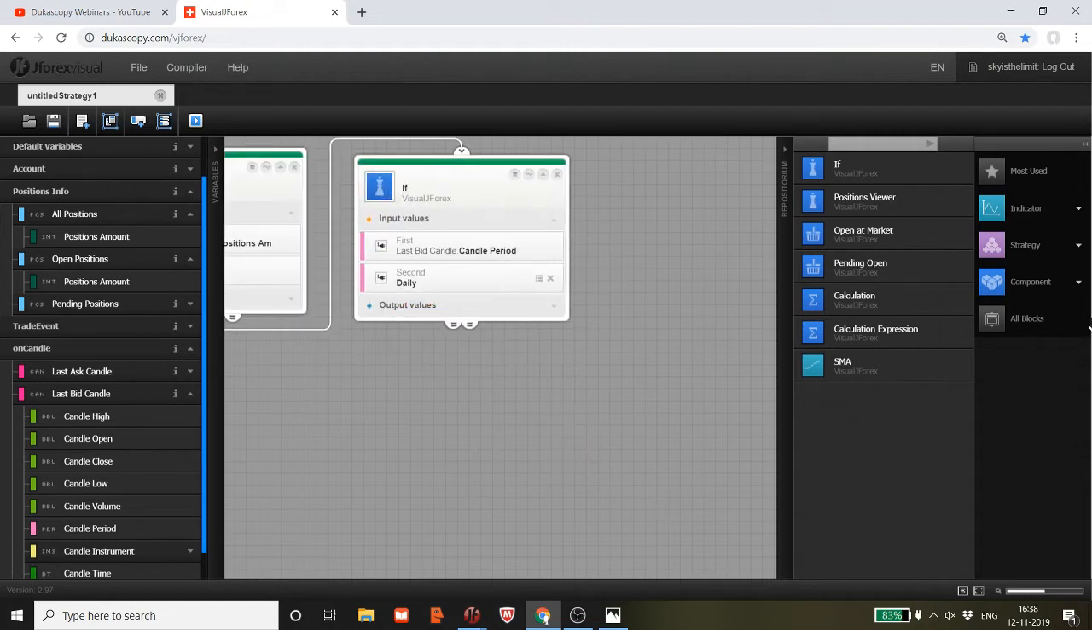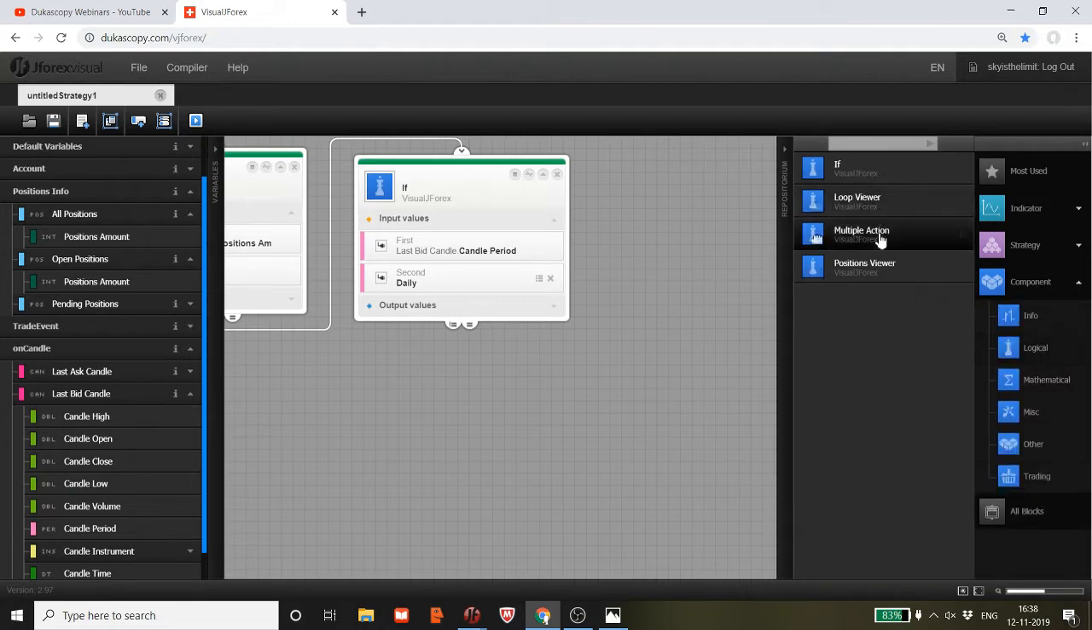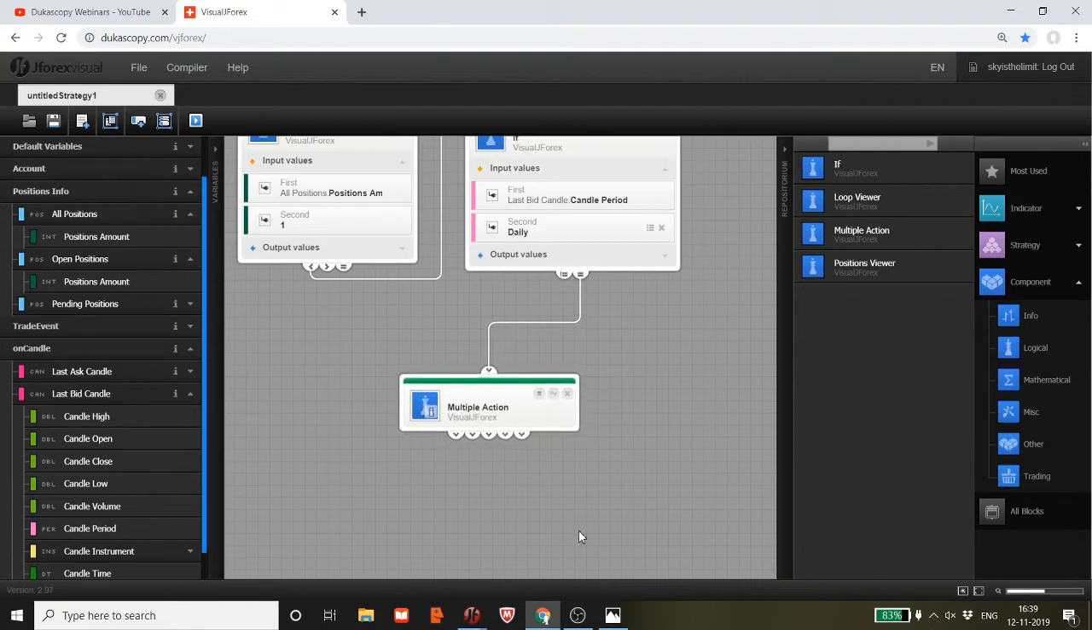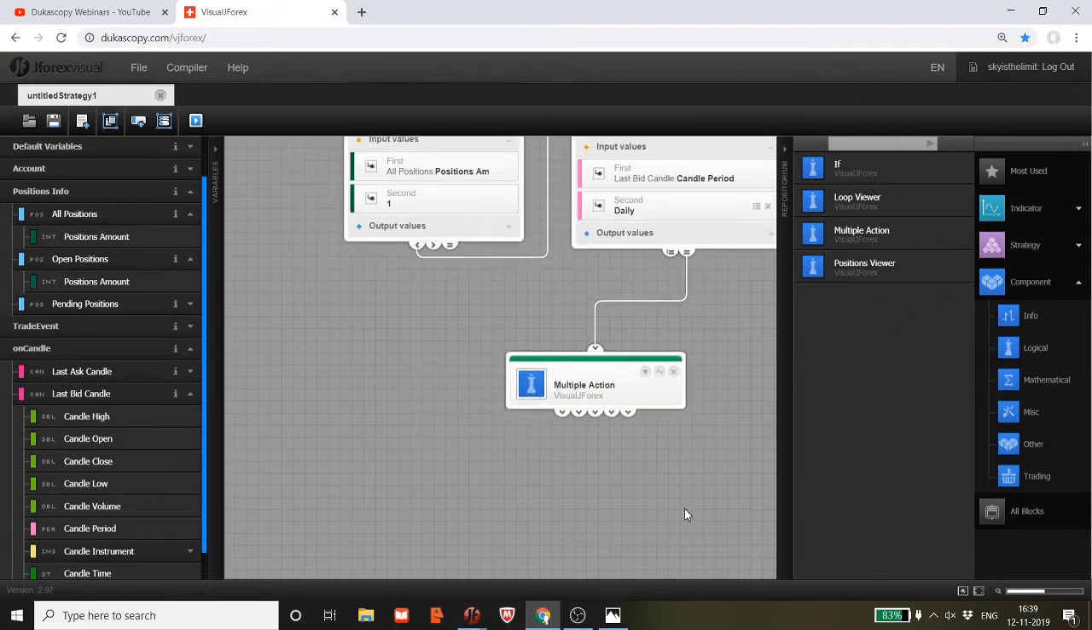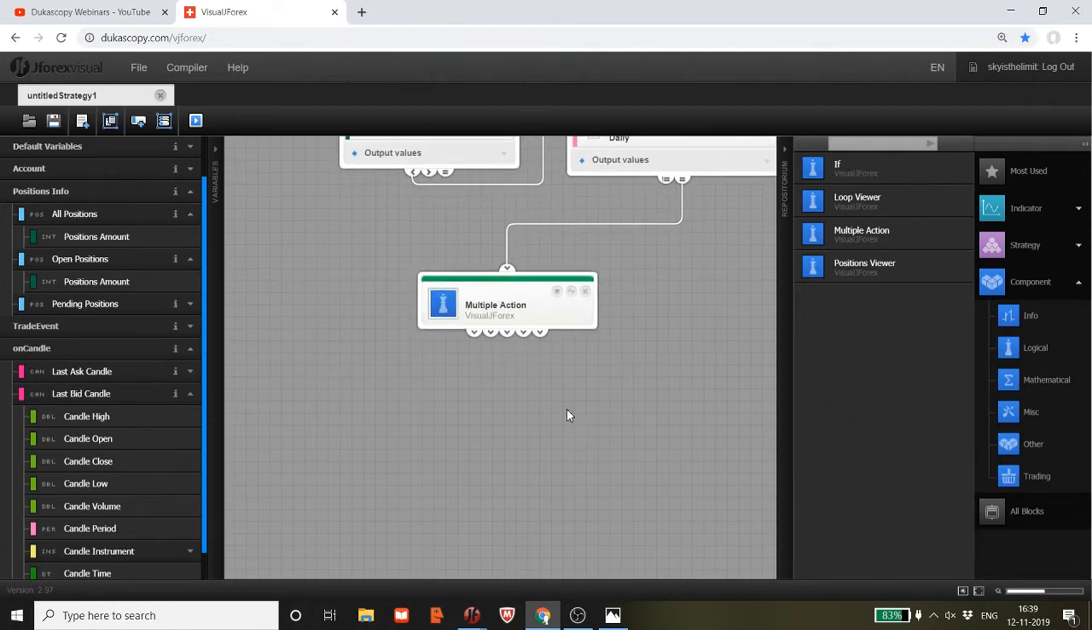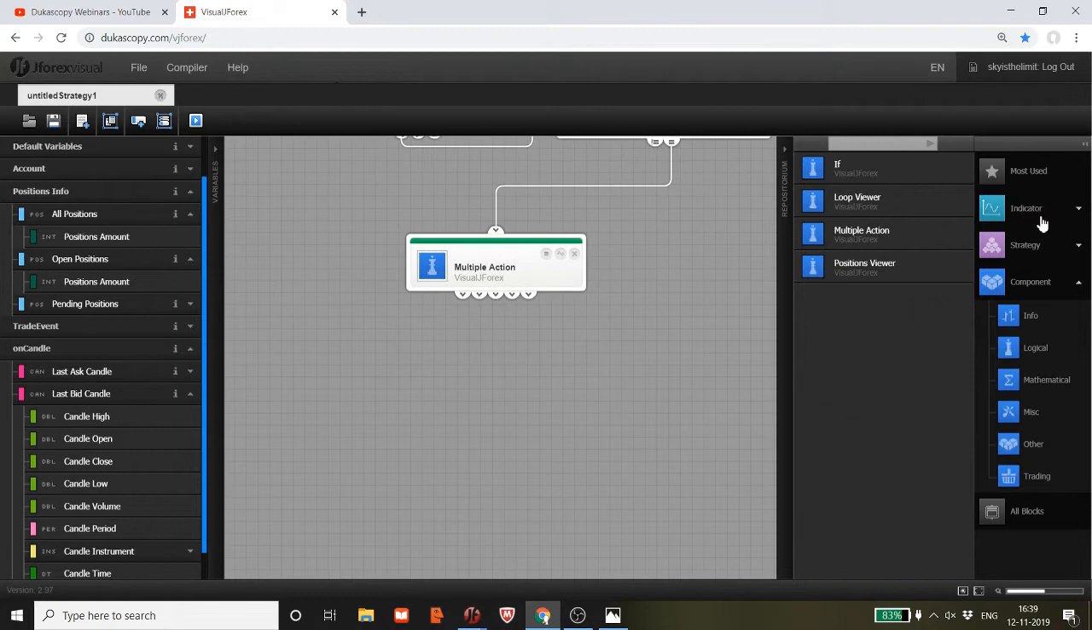Then use the multiple action. So components, logical, multiple action. By using the multiple action block, you can use 5 instruments at one time, and if you want more than 5, simply add one more multiple action block and connect it with the flow. So first let us develop it on 5 instruments.